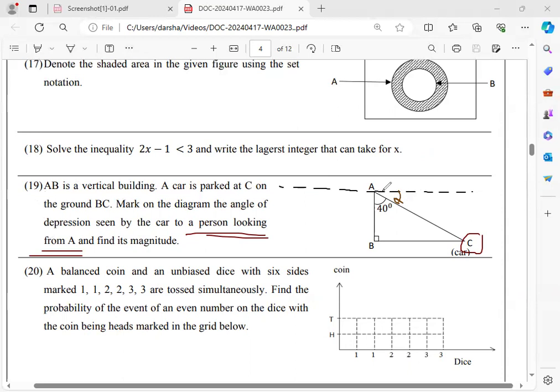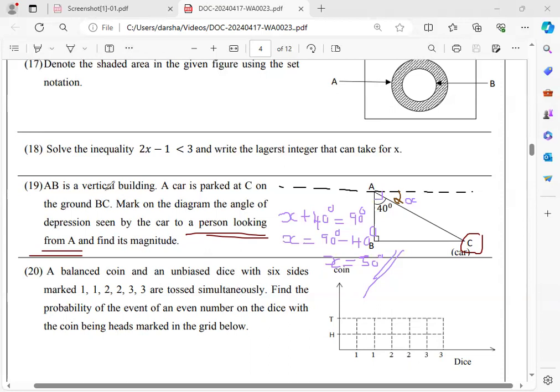Okay, this total is 90 degrees. Okay, so if you take this as x, we can tell x plus 40 degrees, x plus 40 degrees, that is equal to how much? That is equivalent to 90 degrees. So x is equivalent to 90 degrees minus 40 degrees. Therefore, x is equivalent to how much? x is equivalent to 50 degrees. Therefore, the magnitude of the angle of depression is x is equal to 50.